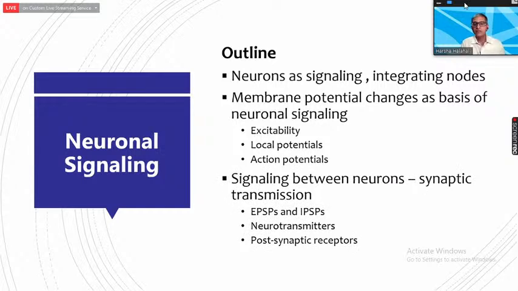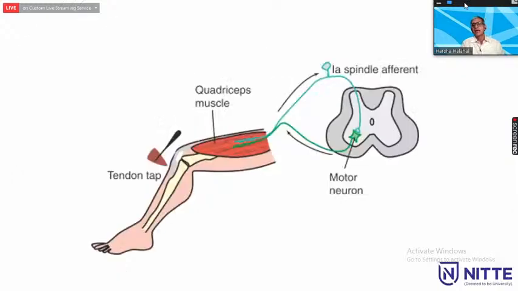And then we would move on to signaling between neurons, focusing on synaptic transmission, look at how EPSPs and IPSPs, excitatory and inhibitory postsynaptic potentials, are generated, touch upon neurotransmitters and postsynaptic receptors, and then end up with how intracellular signaling pathways play a role in neuronal functioning and survival. So the intraneuronal signaling. So this is the outline of today's session.